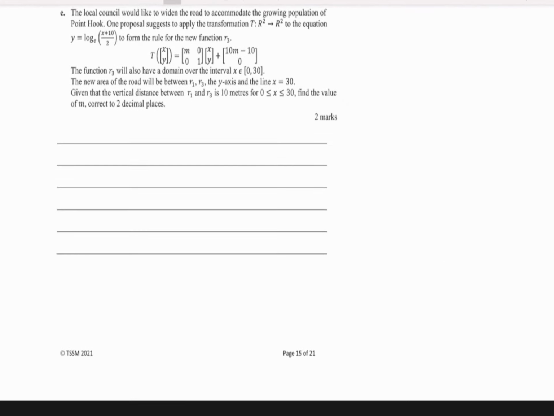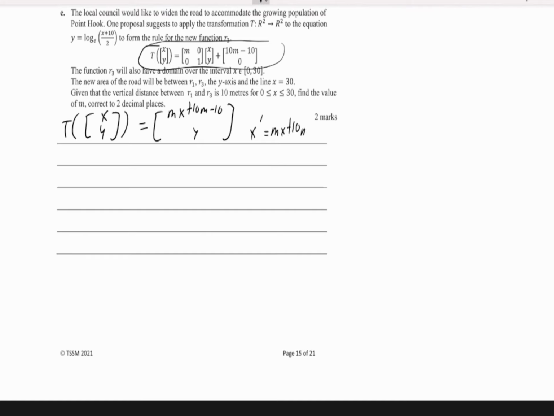Part E, I simplify this matrix a bit, and that's going to be mx plus 10m minus 10 and y at the bottom. That gives you x dash equals mx plus 10m minus 10 and y dash equals y. So y equals y dash, and x equals x dash minus 10m plus 10 divided by m.